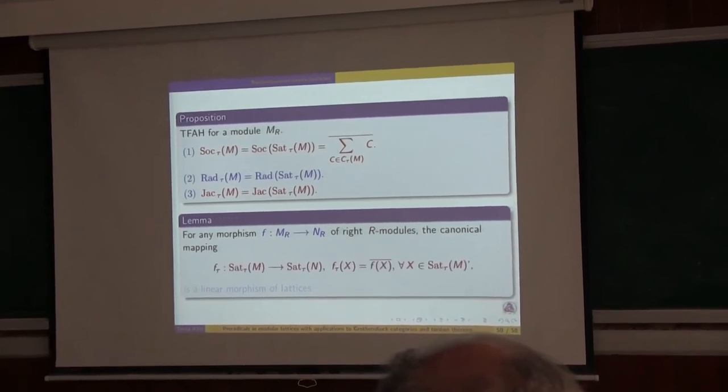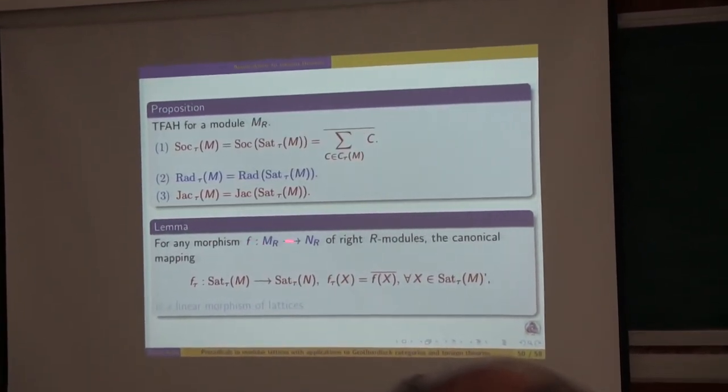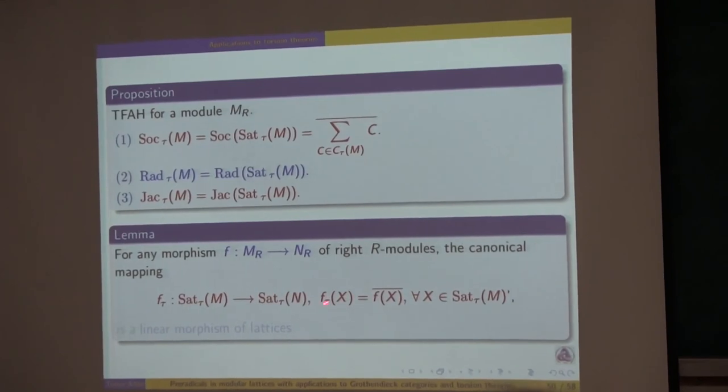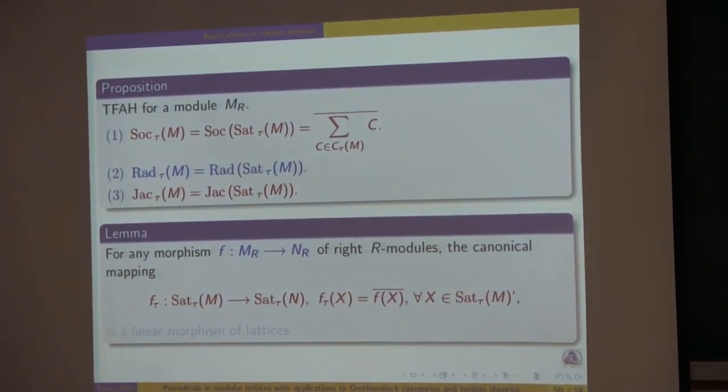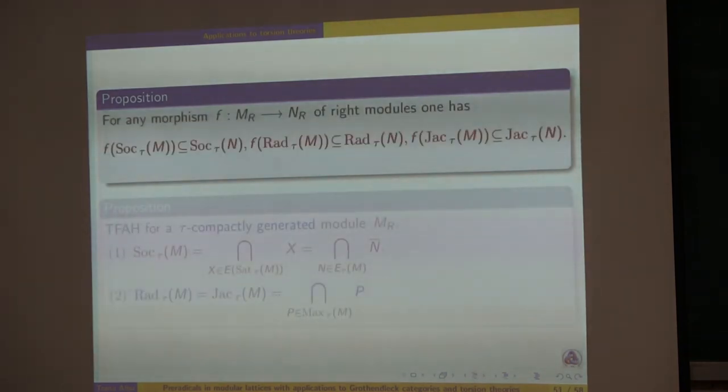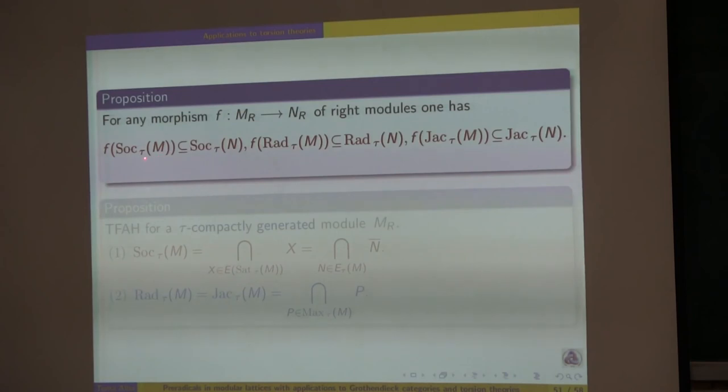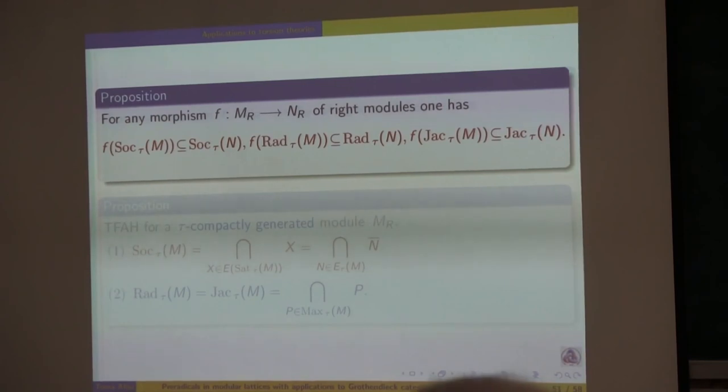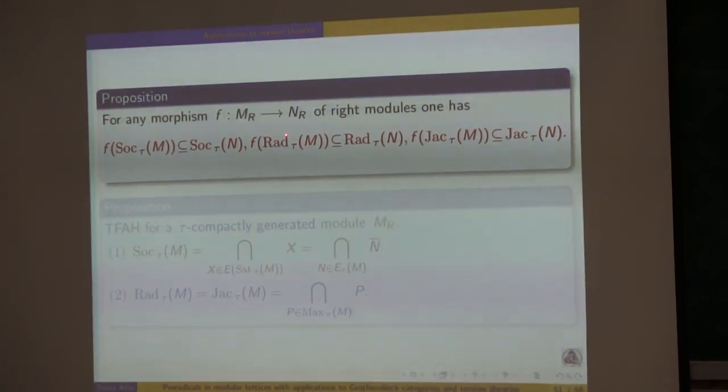If we have right module, if we have a morphism, then this morphism of modules, then it is canonical as defined in that way, is a linear morphism of class. Okay. We have the next result. If we try to prove this directly, just passing through this. So socle is socle, radical, tau radical, tau radical, and so on.